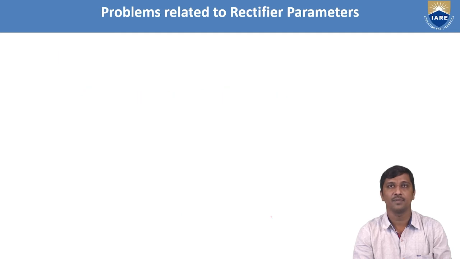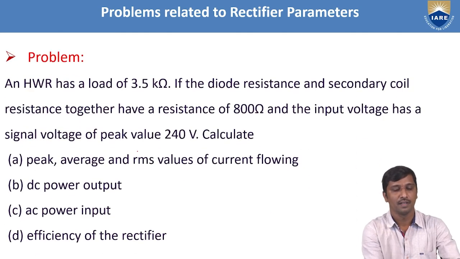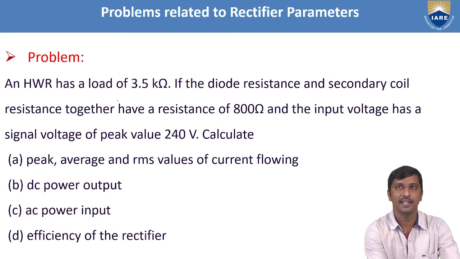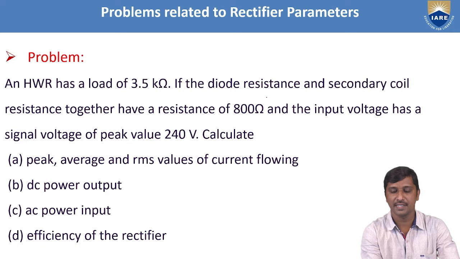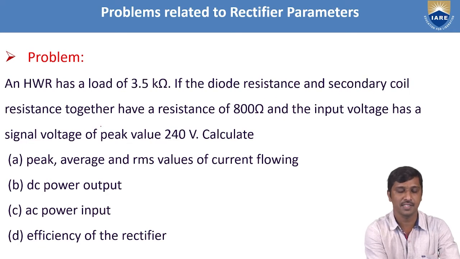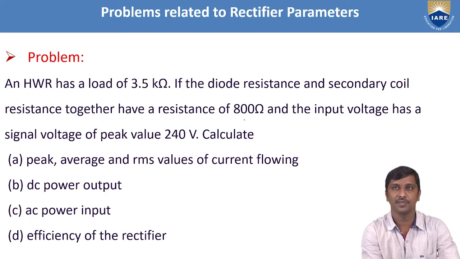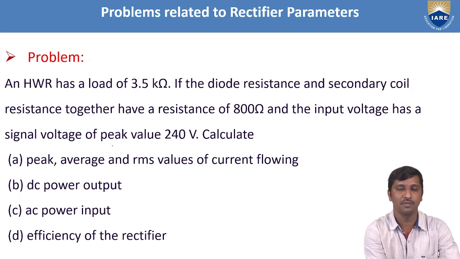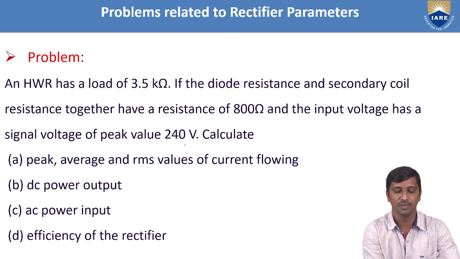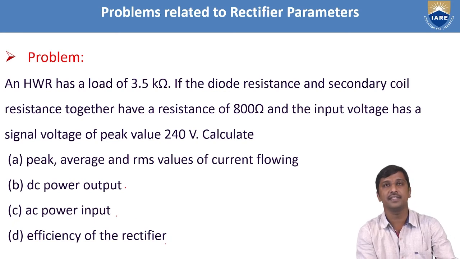Now we'll see another problem here. A half-wave rectifier has a load of 3.5 kilo ohms. If the diode resistance and the secondary coil resistance together have a resistance of 800 ohms, and the input signal voltage has a peak value of 240 volts, calculate the peak, average and RMS value of the current flowing, DC power output, AC power input and efficiency of the rectifier.